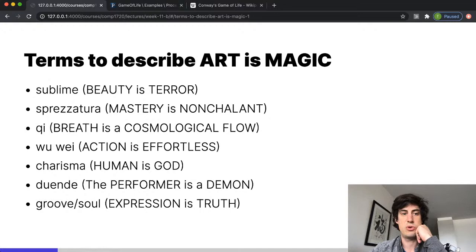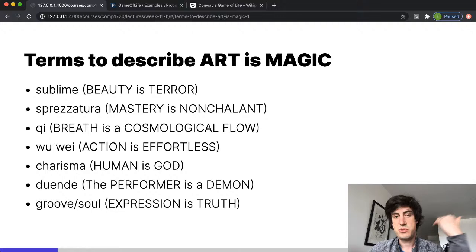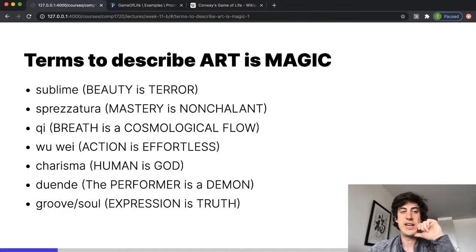So that is in Sublime, beauty is terror. Sprezzatura, mastery is nonchalant. That is someone who's a technical virtuoso, doesn't actually have to try very hard to impress anybody. They can just draw a little scribble and it all looks good. And in Qi, breath is a cosmological flow. Wu Wei comes from the traditions of Confucianism and Taoism, and it's just this idea that action, good action, is effortless. So that's the ideal to aspire to. Some of these relate, like sprezzatura relates nicely to Wu Wei in terms of effortlessness and nonchalantness.